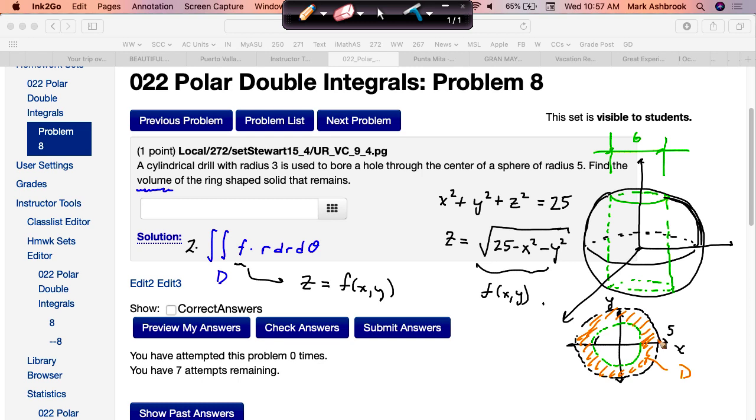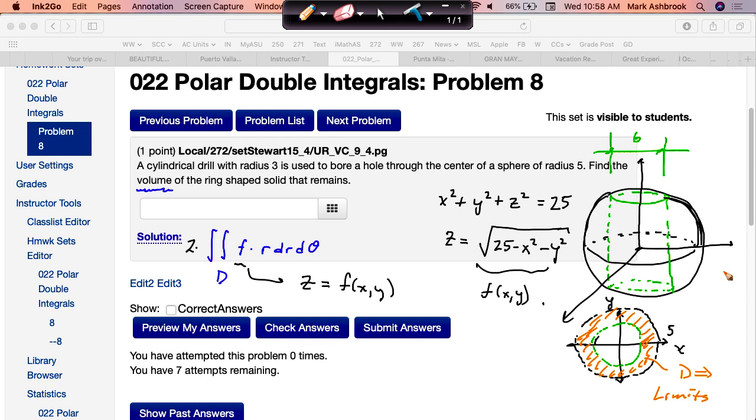And so D will give us our limits of integration. The function f, the sphere, gives us our multivariable function. Don't forget the r. I'm just going to let you do the rest now. You might have different numbers, so make sure that you have the radius of your drill and your sphere right. Questions on this one? Is this good enough for you to go and finish this one up?